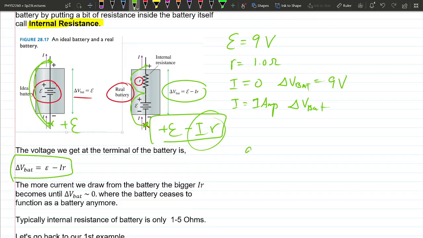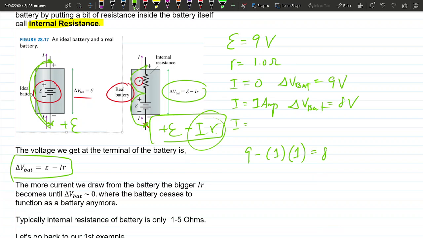Okay, we plug in 9 minus the current, which is 1. The internal resistance is 1, right? We get 8. So your 9-volt battery becomes less and less effective as you draw more current out of it.